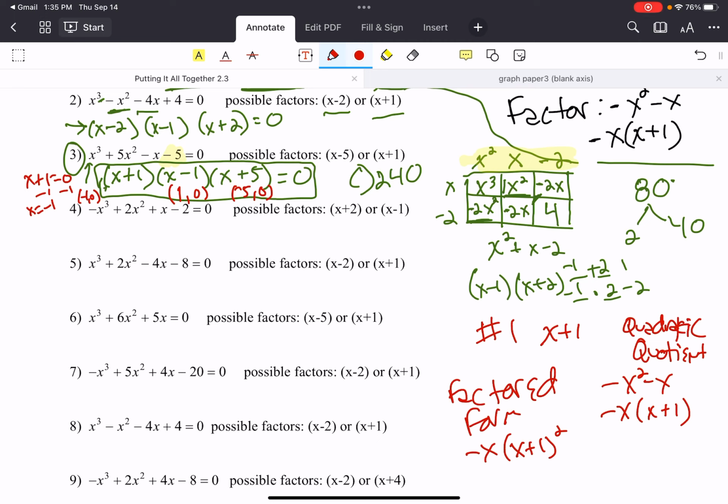Okay, anyone else? You guys, the rest of the class is yours to do this worksheet.